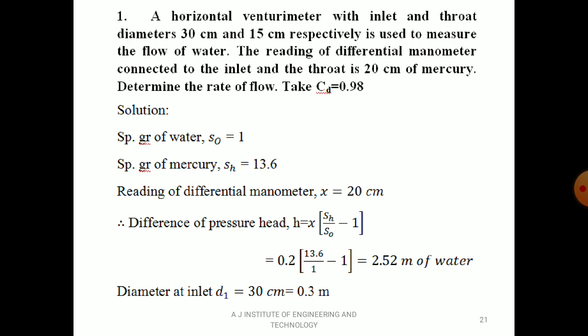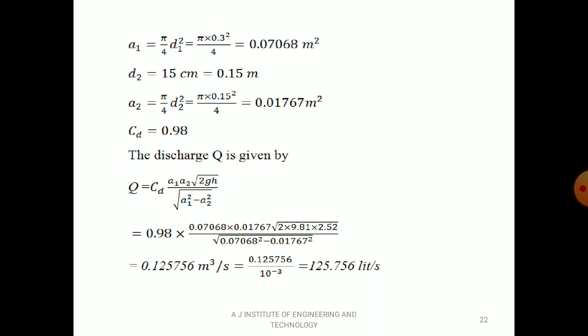So the diameter at inlet or pipe diameter D1 equals 30 centimeter. Converting from centimeter to meter, that is equal to 0.3 meter. So D1 equals 0.3 meter. Now once the diameter is known, you can calculate the cross-sectional area A1. A1 equals pi by 4 D1 square. So that is equal to pi into 0.3 square divided by 4, as the D1 value is 0.3. So that is equal to 0.07068 meter square.